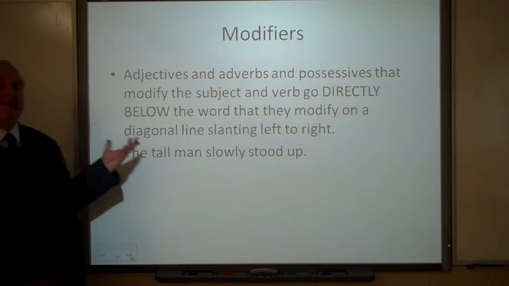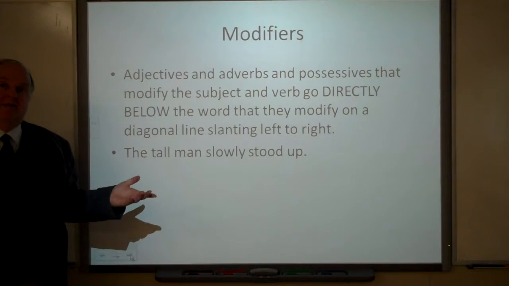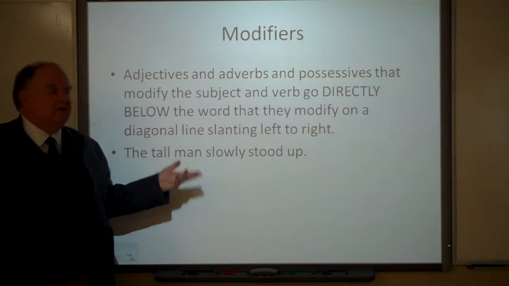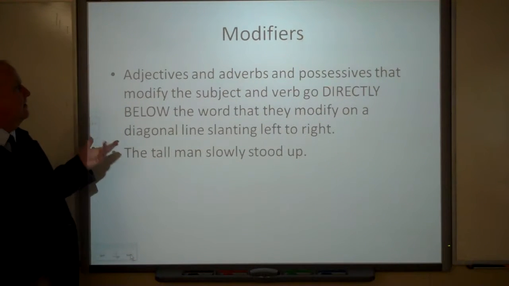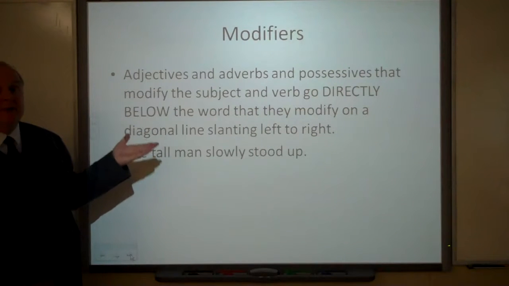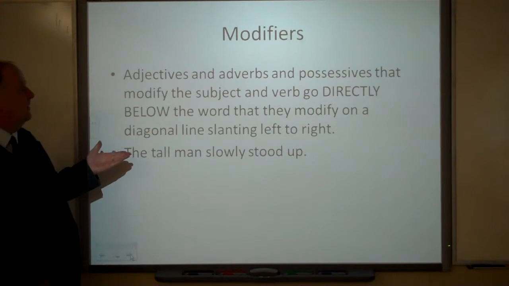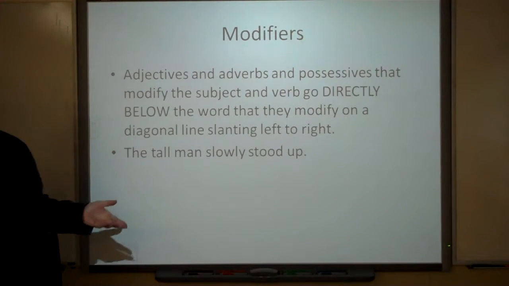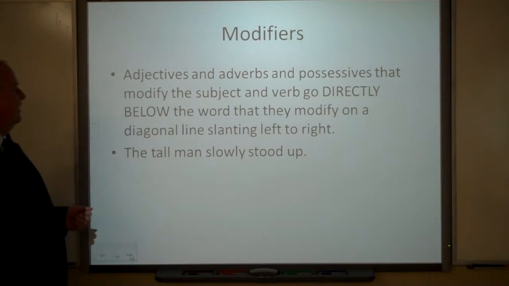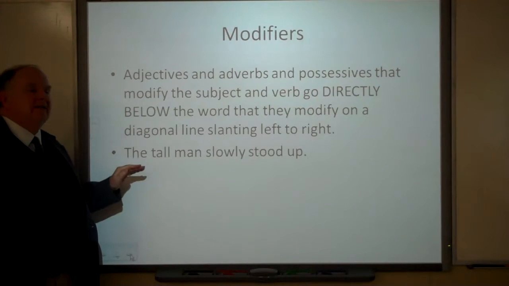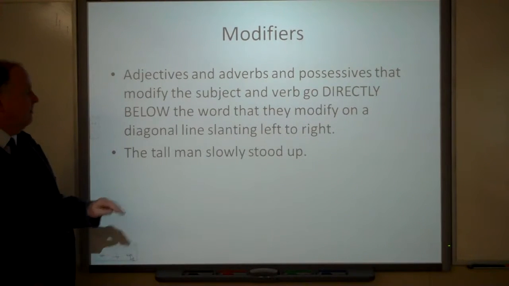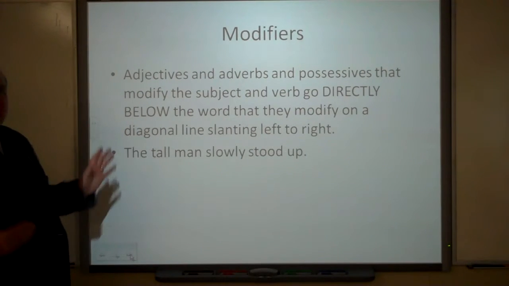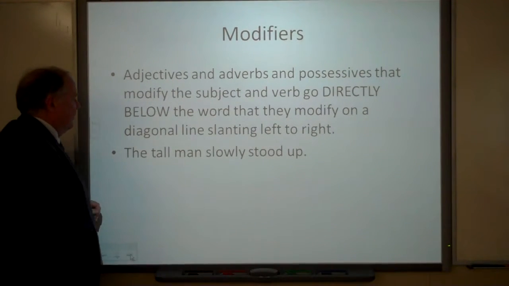Okay, now, in addition to the subject and verb, we have modifiers. Adjectives and adverbs modify the subject and verb. And so adjectives and adverbs and possessives that modify the subject and verb go directly below the word they modify, directly below the subject or the verb, depending on which they modify, on a diagonal line slanting from the left to the right. Not a great diagonal, but slightly from the left to the right.